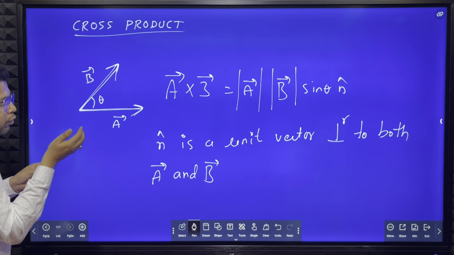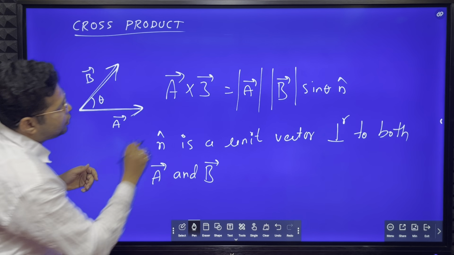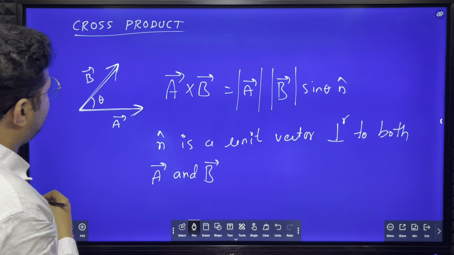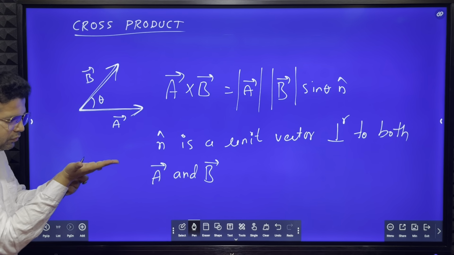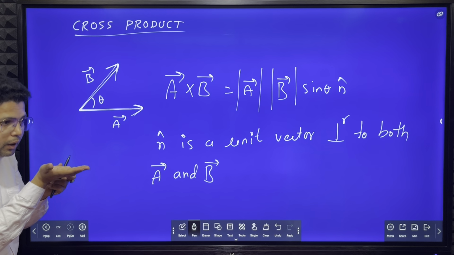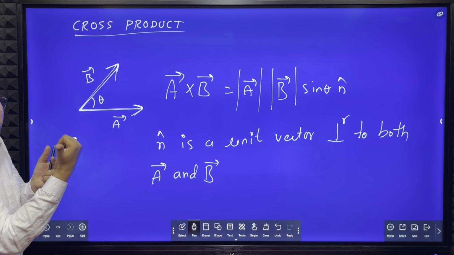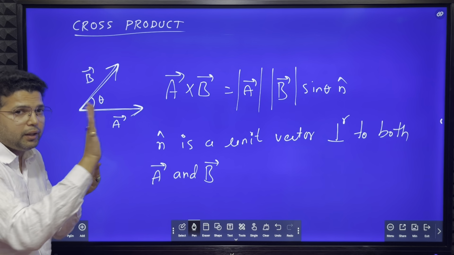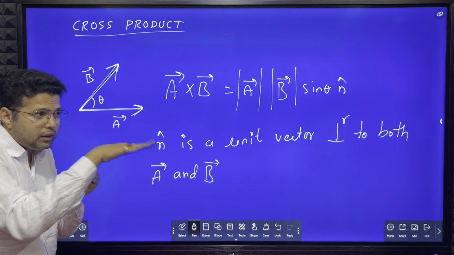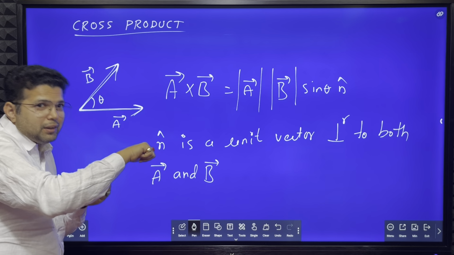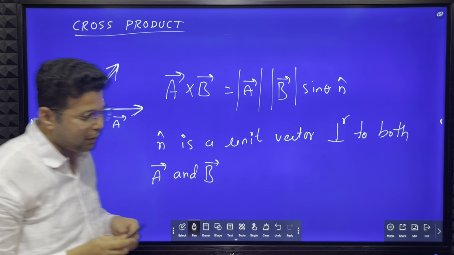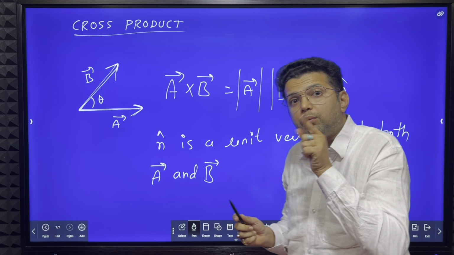How to give the direction of A cross B? If this is A and this is B, A cross B will be in this direction. What will be the direction of B cross A? If this is B and this is A, B cross A means in this direction. A cross B means in the opposite direction. Here, what does it mean? Cross product is not commutative.